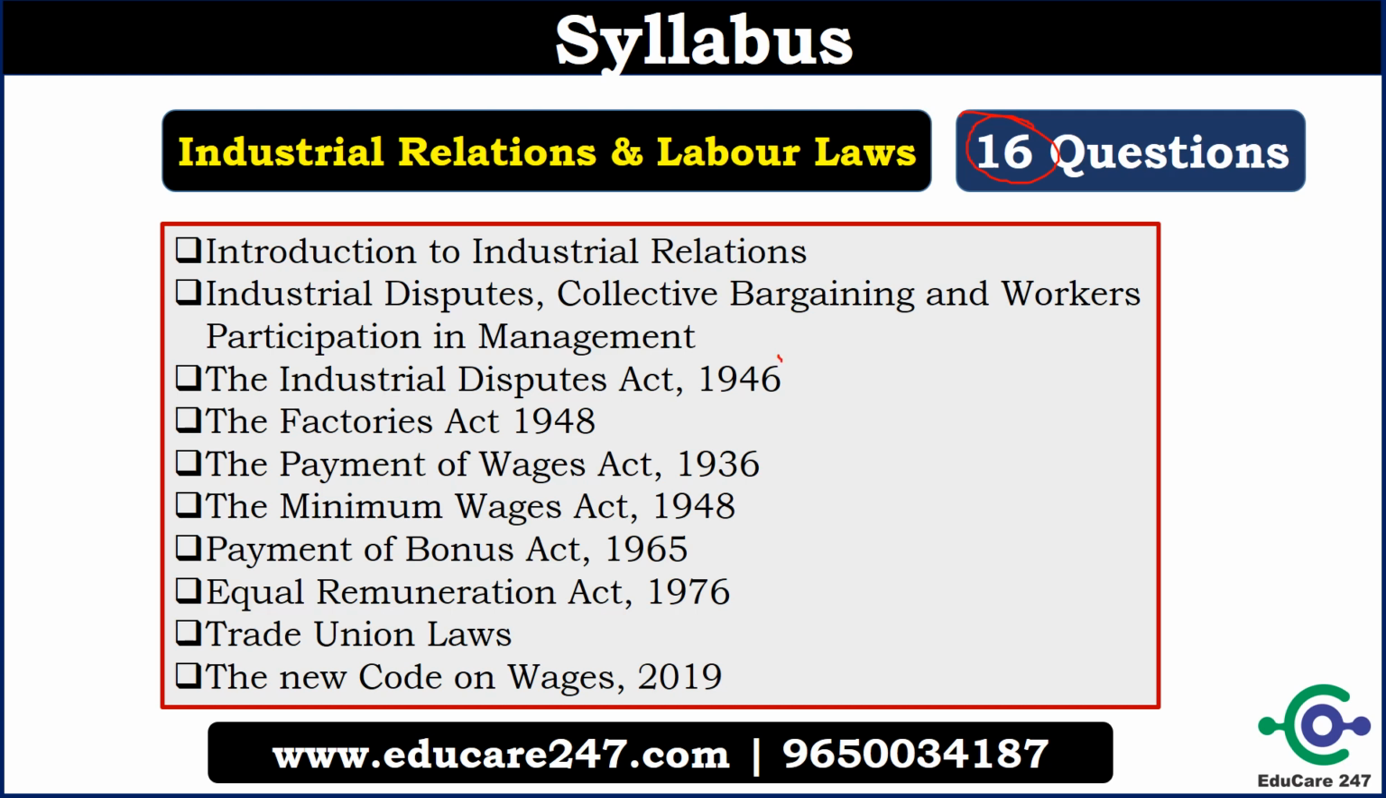Industrial Disputes Act 1946, Factories Act 1948, Payment of Wages Act 1936, Minimum Wages Act 1948, Payment of Bonus Act 1965, Equal Remuneration Act 1976, Trade Union laws, and the New Code on Wages 2019. These four wage acts have been merged into one new code bill, and that is very important. This year, many questions are going to come from this wage bill.